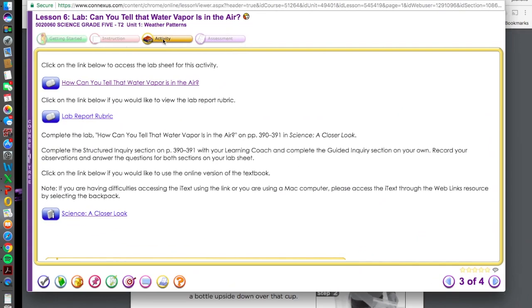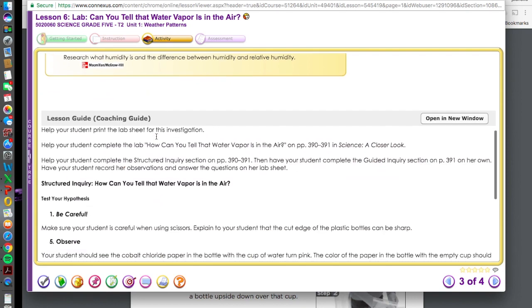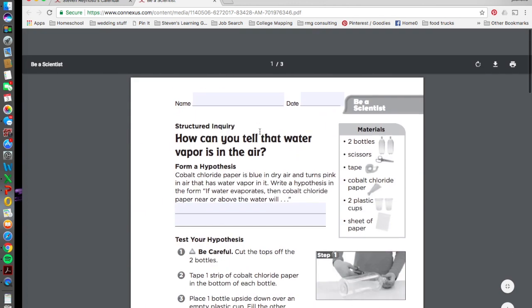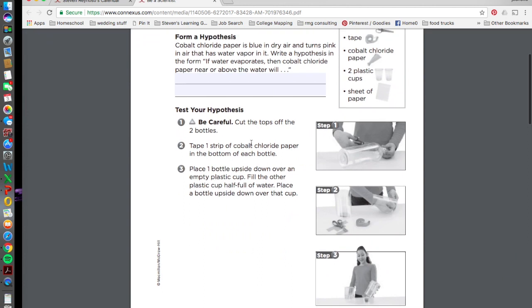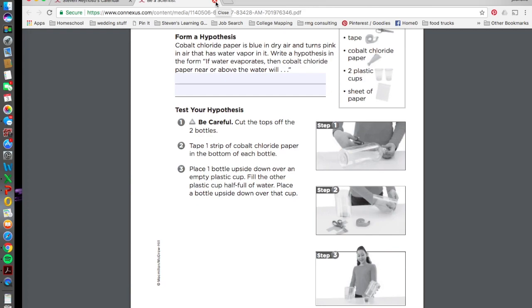Let me go back here. So I go to the activity page and I click on the lab sheet. And in the lab sheet, I look and it says what the materials are: 2 bottles, scissors, tape, chloride paper, 2 plastic cups, and a sheet of paper. So on that day, I'm going to make sure that I have all those things set aside so we can just do our portfolio.